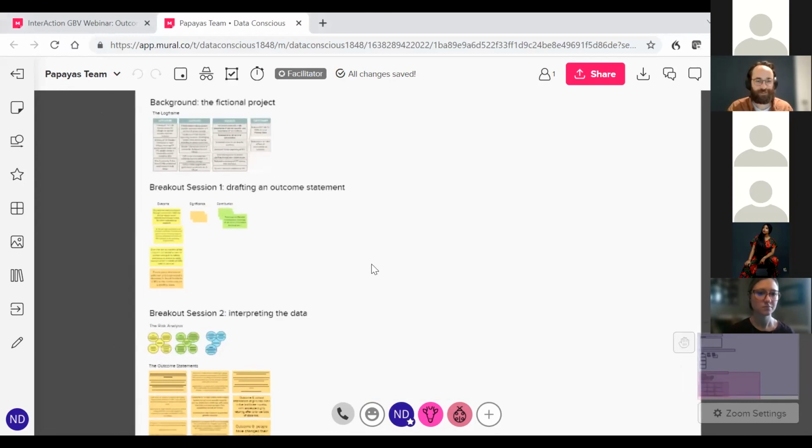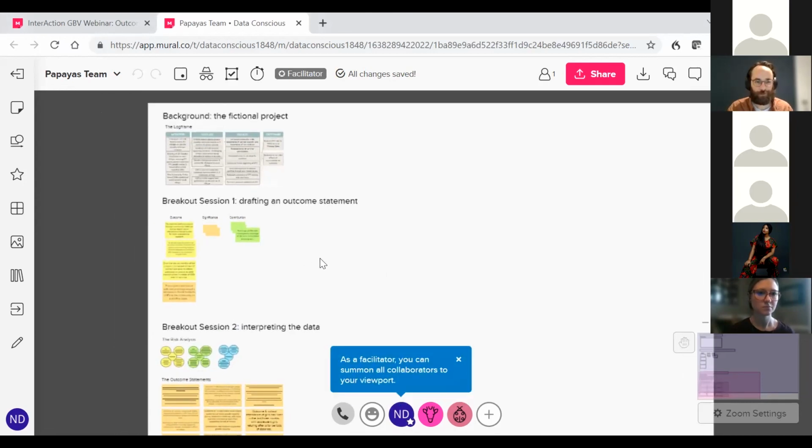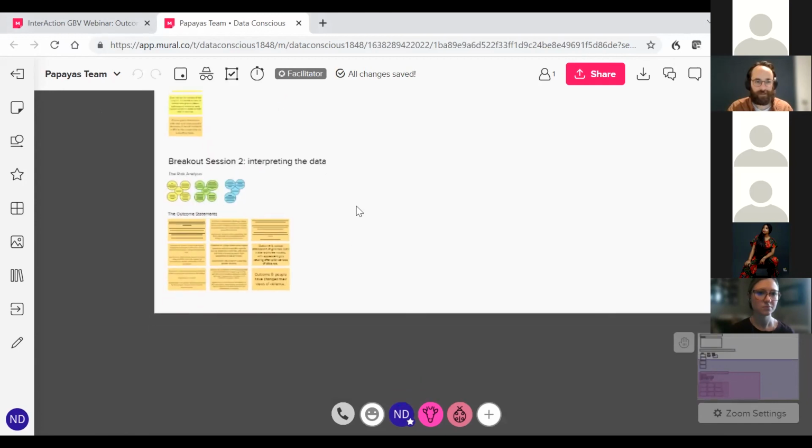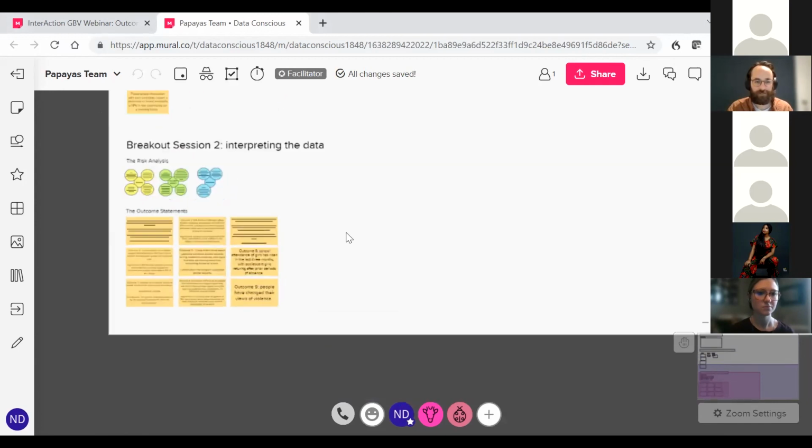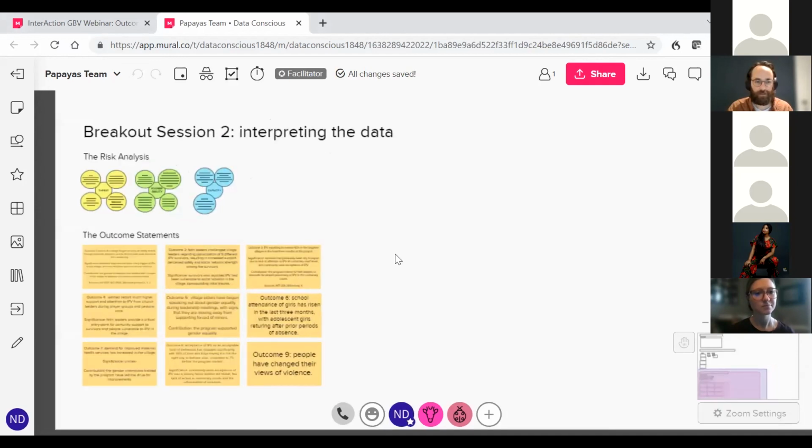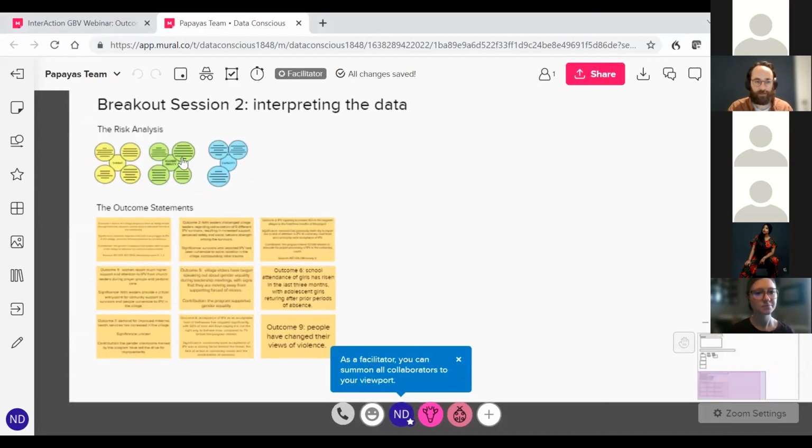So small because that's the big picture. You've got, as you saw before, the fictional project, some outcome statements, and then down here in breakout session 2, we've got interpreting the data. You can zoom in on that with your mouse, and you'll see the risk analysis, the threat, the vulnerability, and the capacity, and the 9 outcome statements. Really, what I want you to do is look at those outcome statements, choose 3 that you think are strong, and talk amongst yourselves about why they're strong. And then think through, perhaps if there are some that are weak, how you could improve them, or even the 3 that are strong, how you could improve them.